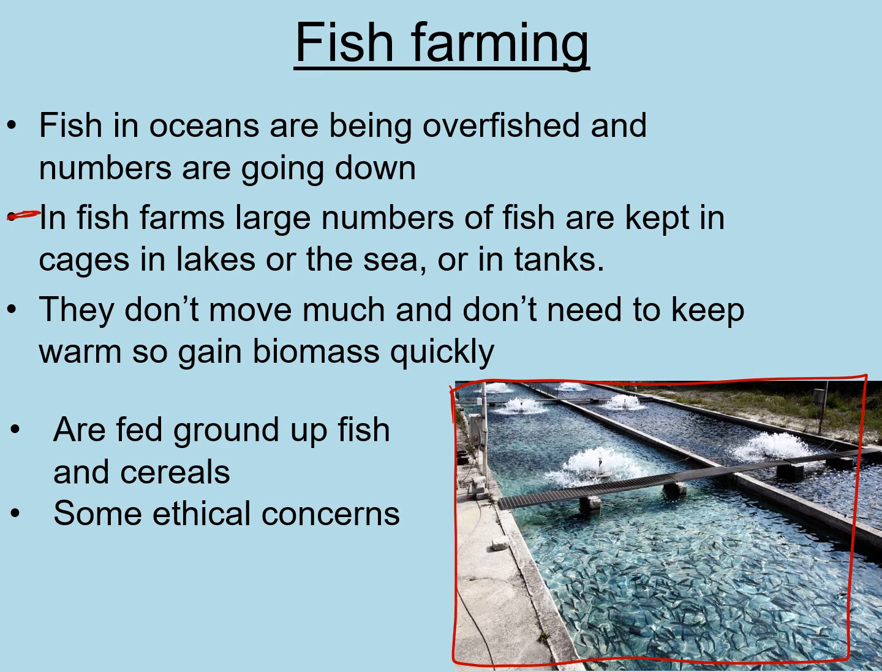In fish farms, large numbers of fish are kept in cages in lakes or in the sea or in tanks. So here in this image we can see some tanks. And all those little wiggly black lines you can see here, these are the little fish and they're a bit cramped. I don't know if they're feeling very happy right now. So the fish in these cages or in the tanks, they don't move much and they don't need to keep warm. Fish are not endothermic animals, they are ectothermic.